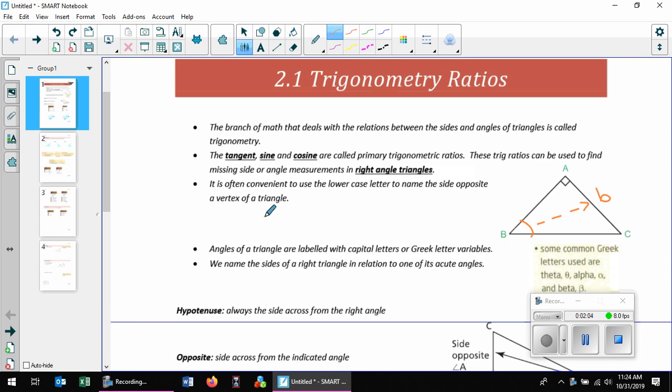Sometimes I'll also do this for sides. So I'll say capital A to capital B. Capital A to capital B would be this side, side c. You could start from B to A, but usually you read it as it stands there. So just draw on your finger. Start at A, go to B. So that would be side c. Okay, make sense? So that just means angle A.